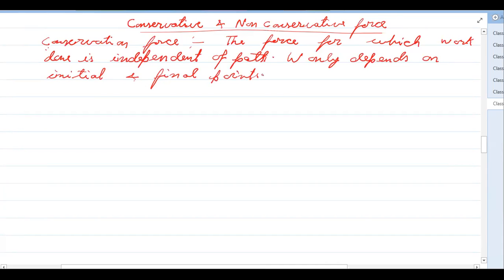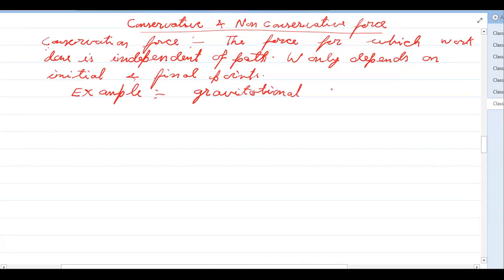So what are the examples? We have discussed while calculating the work. We saw gravity. So gravity is a conservative force. Example, gravity, or gravitational force also. Gravitational force is conservative. Then we have spring force.